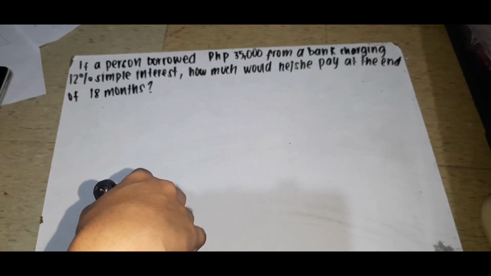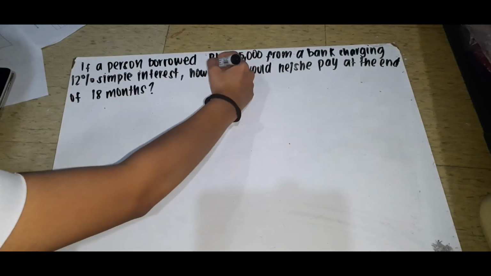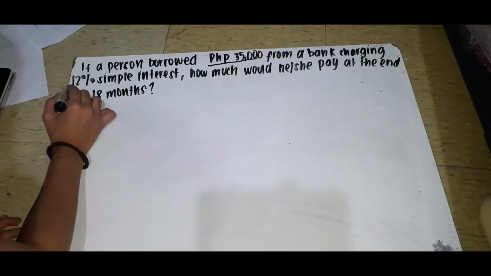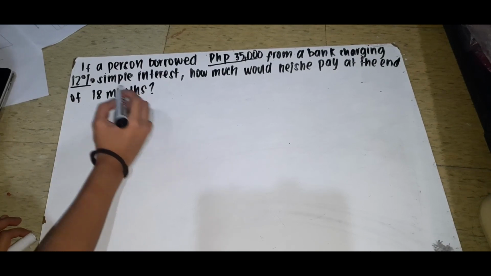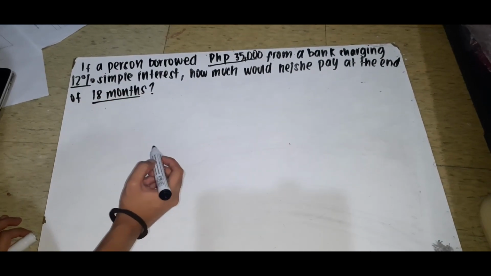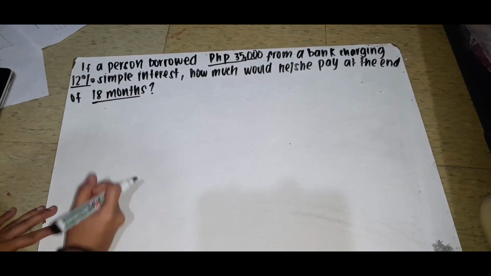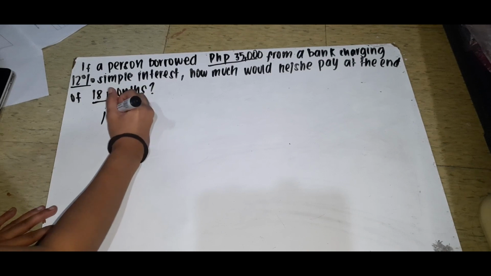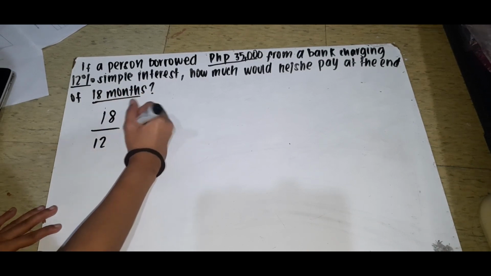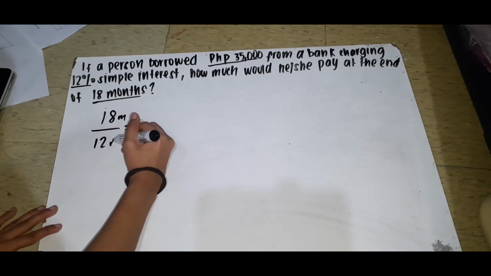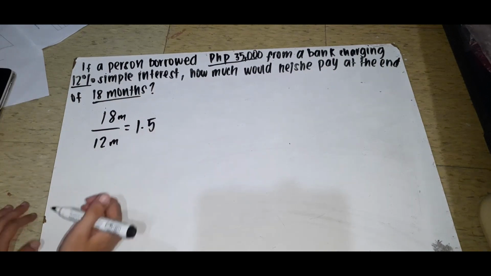Now let's answer it. Identify all the given. 35,000 is the principal, 12% is the rate, and the time is 18 months. Again, we have the months and we have to turn it into years. So 18 divided by 12, this is 18 months and 12 months, and that will be 1.5 years.